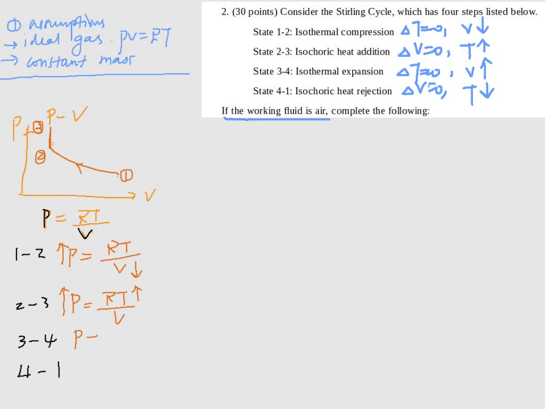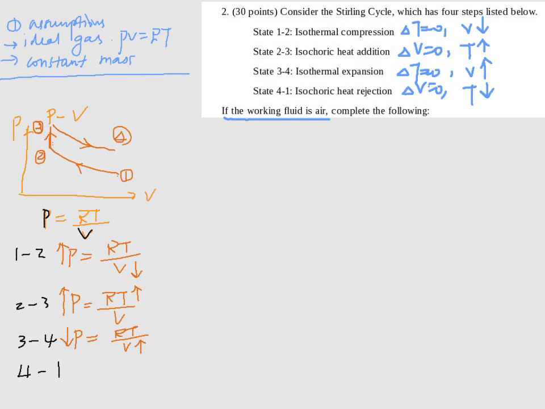So from 3 to 4, same equation, P is equal to RT over V. In this case, temperature is constant, R is constant, but the volume is going up. So volume is increasing, so our pressure is going to decrease. So I'm going to go down like this. So the arrow is pointing this way. Okay. So this is going to be 4.